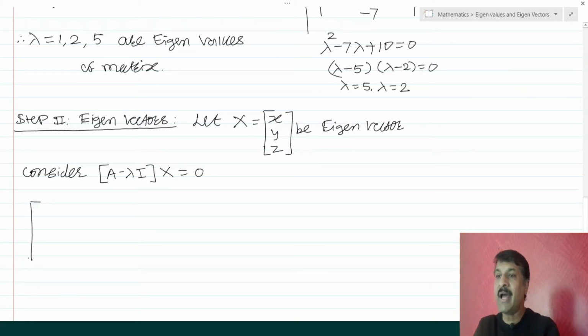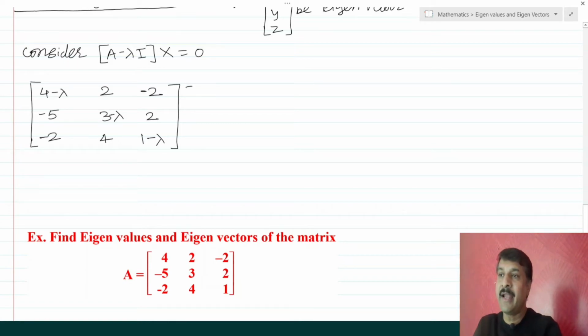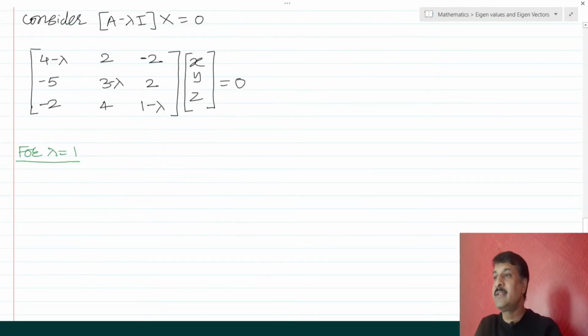So what is this A minus lambda I? Means the given matrix. Here 4 minus lambda, 2, minus 2, minus 5, 3 minus lambda, 2, minus 2, 4, 1 minus lambda. Diagonal elements you check. And x is what now? Eigenvector. So x, y, z that we consider equal to 0. So for the first value of lambda, means eigenvalue, lambda equal to 1. If we put lambda equal to 1 here, I am getting 3, then 2, and here 0. And by multiplication of these two matrices, I am getting 3 equations.